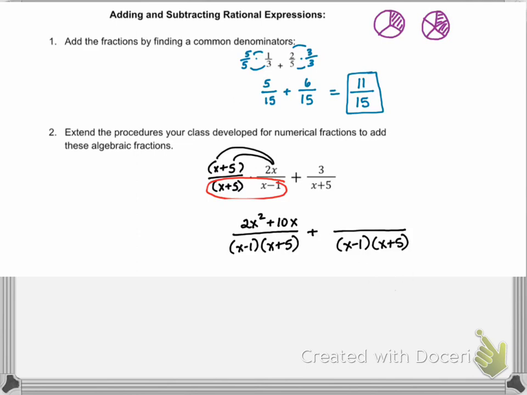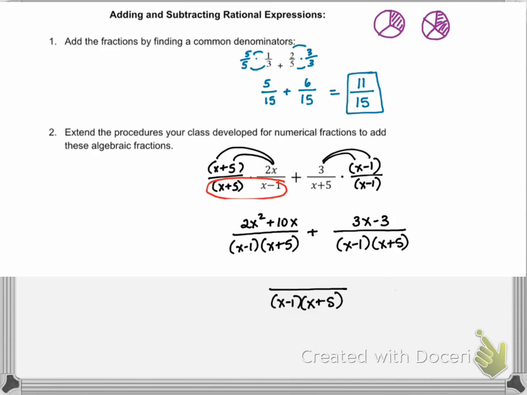What I'm missing is the x minus 1, and so that's what I multiply by on the top and the bottom. And I need to distribute that 3 into both the x and the minus 1. And so that gives me 3 times x is 3x, and 3 times negative 1 is negative 3. Now, just like once I got to a common denominator, I was able to just add my numerators. That's what we're going to do here.